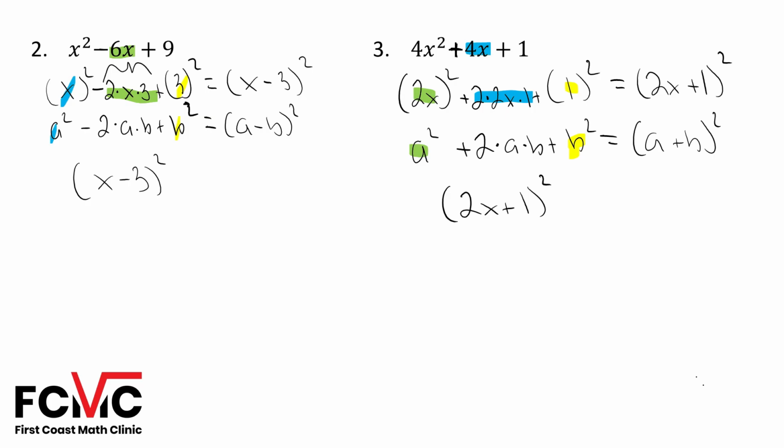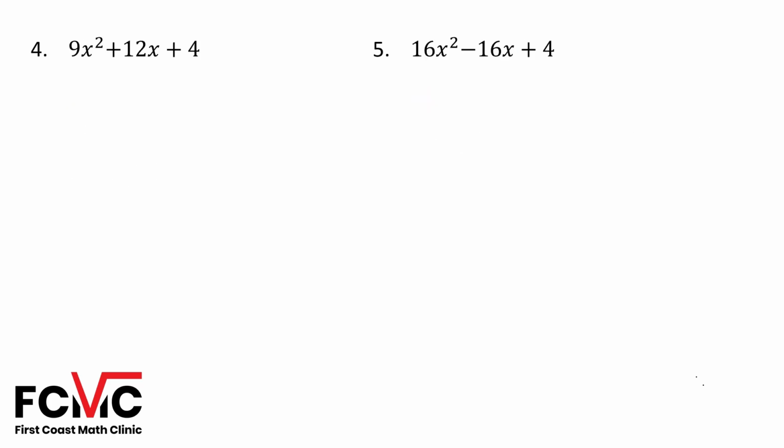Let's do 2 more examples. Number 4, we've got 9x squared plus 12x plus 4. So let's see, is this a perfect square trinomial? Let's see, what can we square to get 9x squared? We can square 3x. So that's our a squared. And then what can we square to get 4? We can square 2. So that's our b squared.